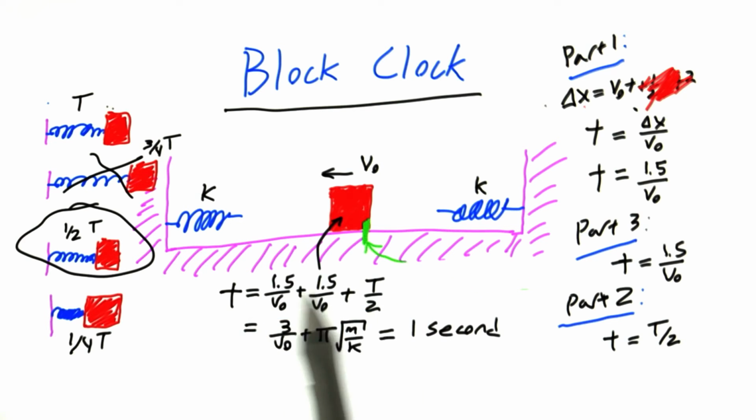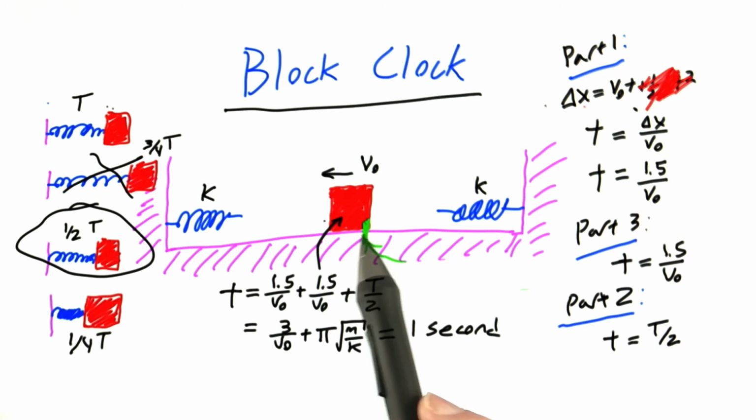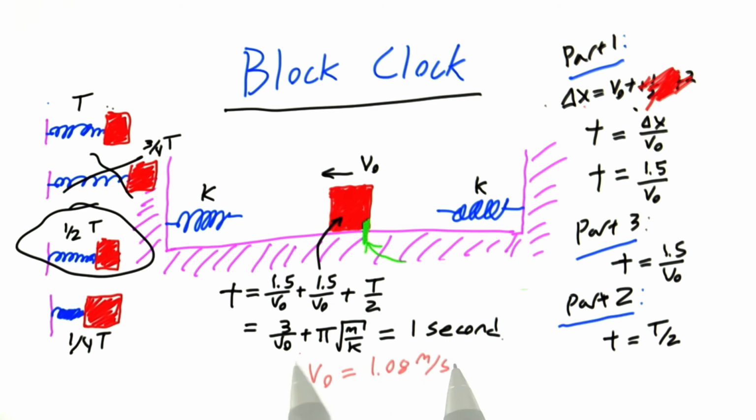All right, now let's put these 3 times together. So if we add together these 3 times and substitute in the period for the oscillations of a spring, we get this equation for the time it takes the block to move away from the timer and return back to it. And we know we want this time to be equal exactly to 1 second. And solving this equation for v0, I get that the original speed should be equal to 1.08 meters per second.